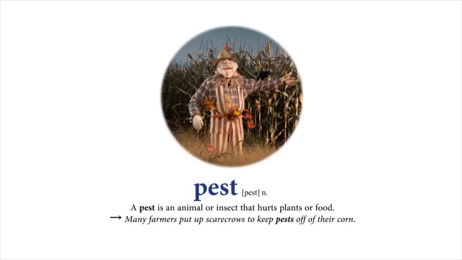Pest. A pest is an animal or insect that hurts plants or food. Many farmers put up scarecrows to keep pests off of their corn.